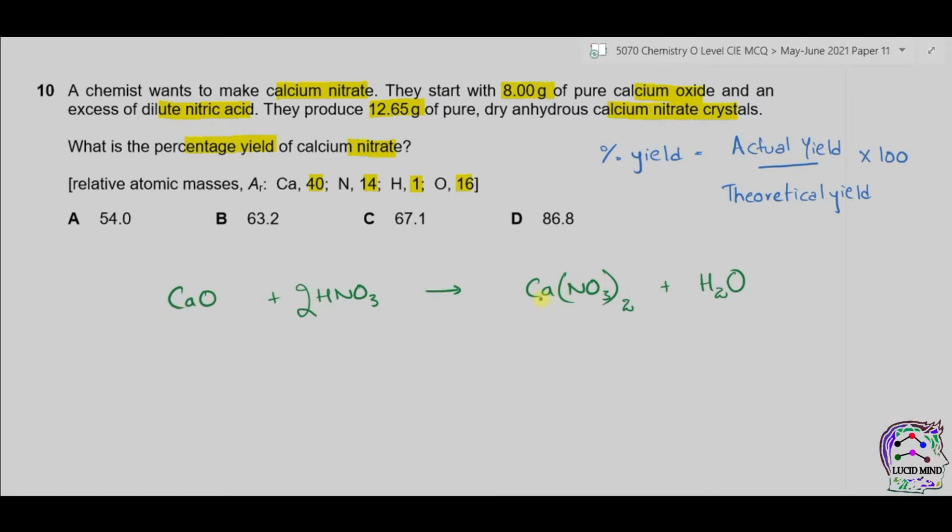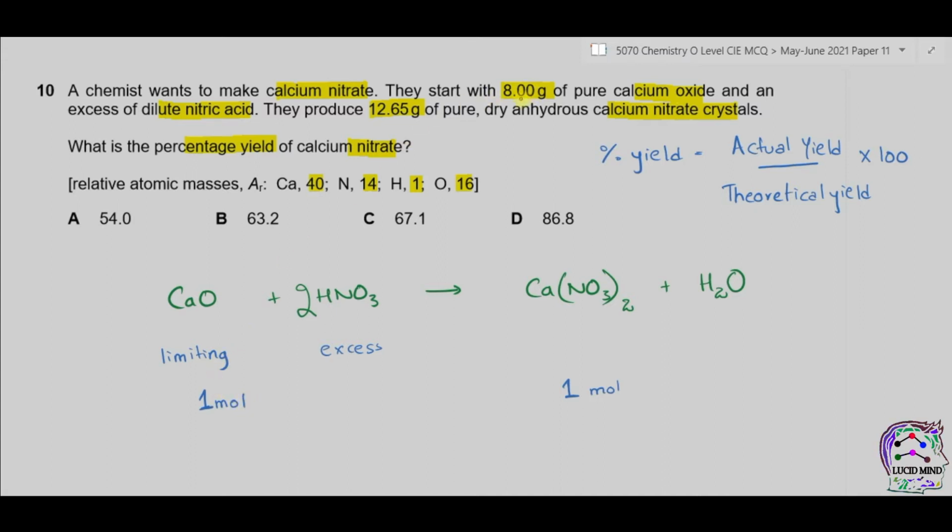We have 1 calcium and 1 calcium. We have 2 hydrogen atoms on the reactant side, 2 hydrogen atoms on the product side. 7 oxygens on the reactant side, 7 oxygens on the product side. In the question they have given that dilute nitric acid is in excess. So the product always depends on the limiting reagent. So calcium oxide is the one that is limiting. As we have 1 mole of calcium oxide, it forms 1 mole of calcium nitrate according to the balanced equation.